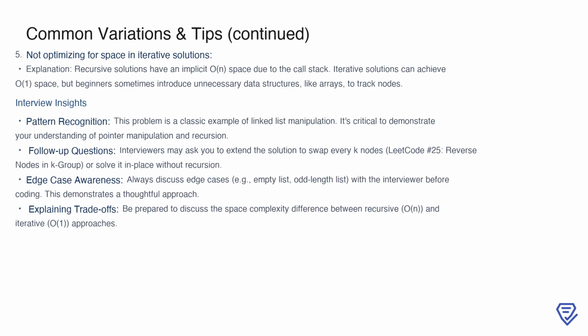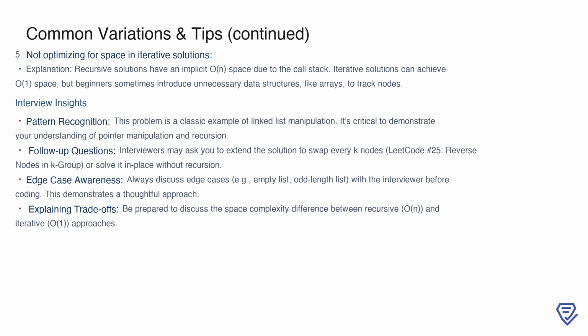Another common area to consider is space optimization, especially in iterative solutions. While recursive approaches naturally use O(n) space due to the call stack, iterative solutions can achieve O(1) space. However, beginners sometimes introduce extra data structures, like arrays, to track nodes, which defeats the purpose of optimizing for space.